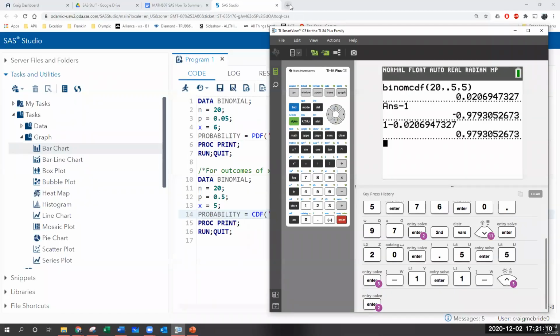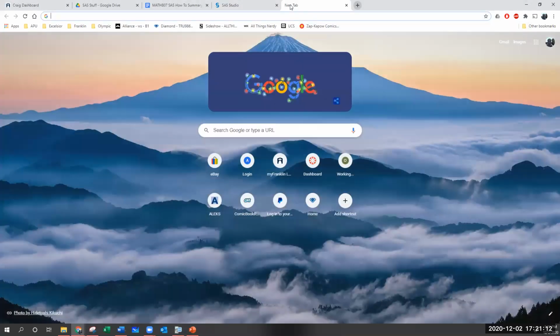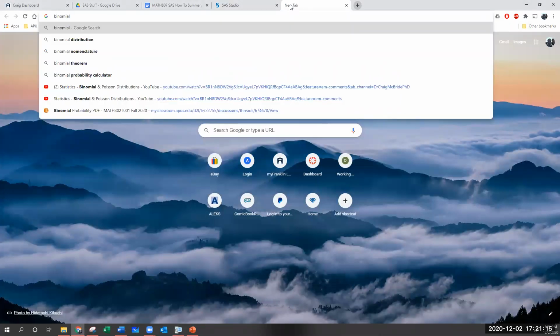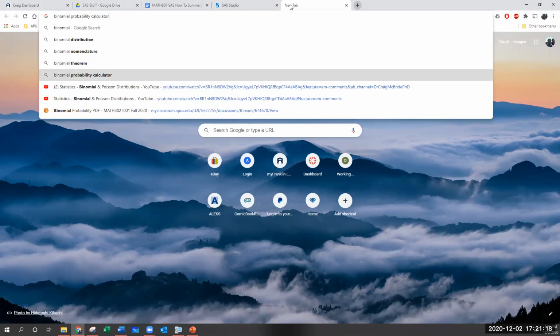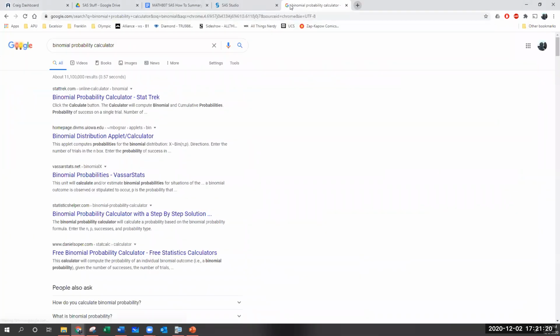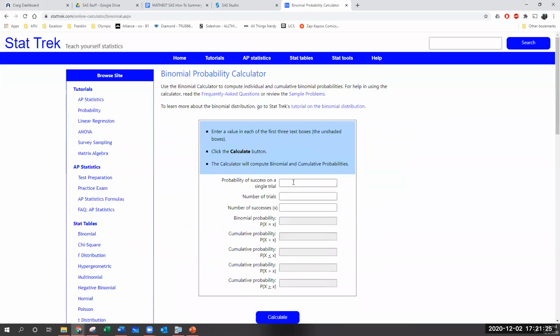If you just went to Google and searched binomial probability calculator right there. Look at that. Probability of success, 0.5. Number of trials, 20. Number of successes, we set it to 5. Calculate. Here's the probability of exactly 5. Here's the probability of less than 5. Here's the probability of less than or equal to 5, which is exactly what we wanted, right?